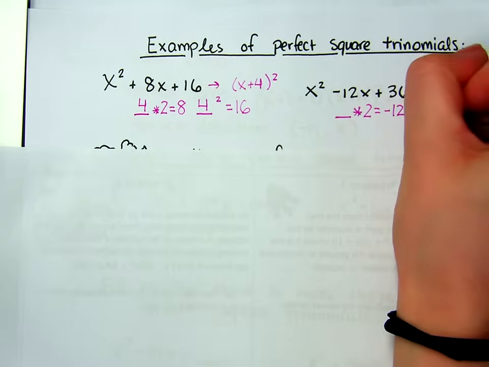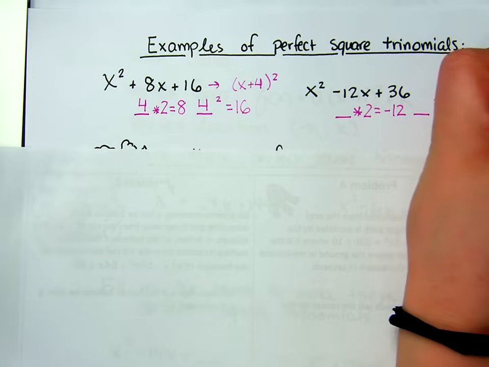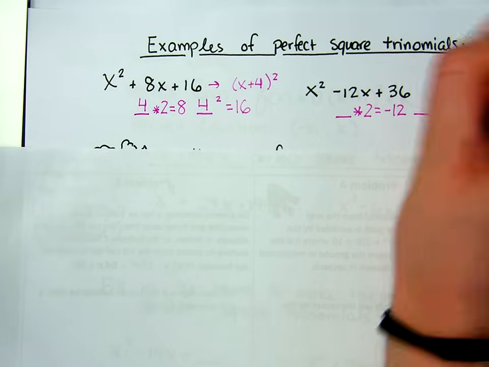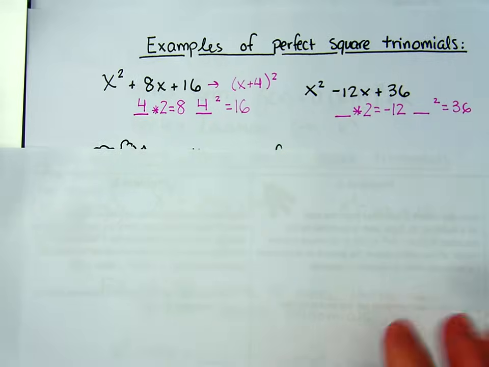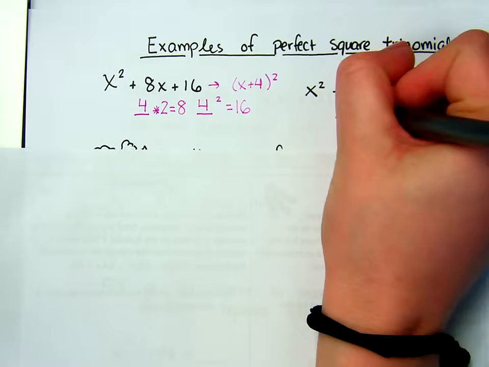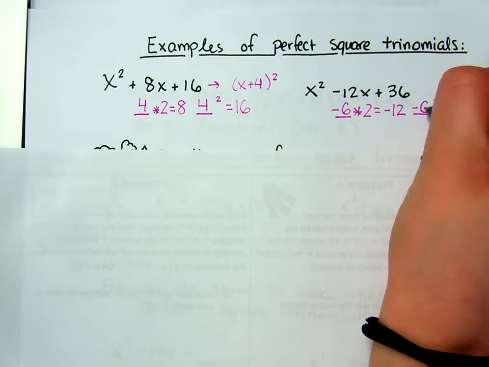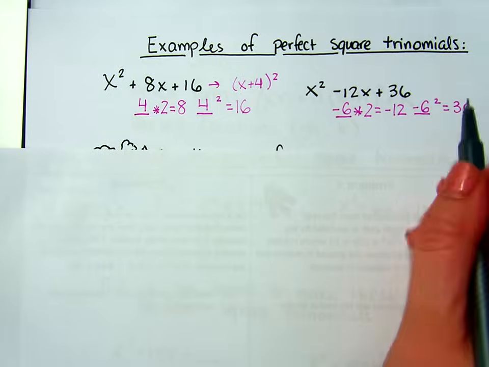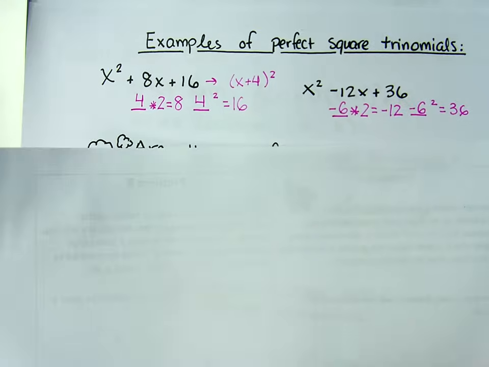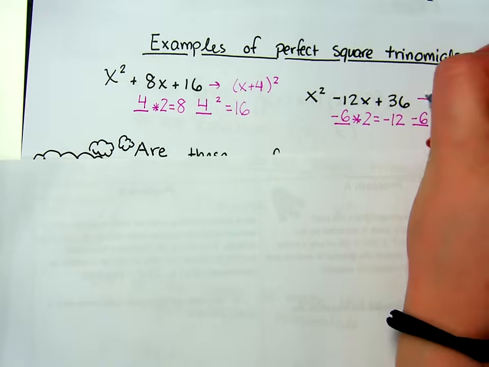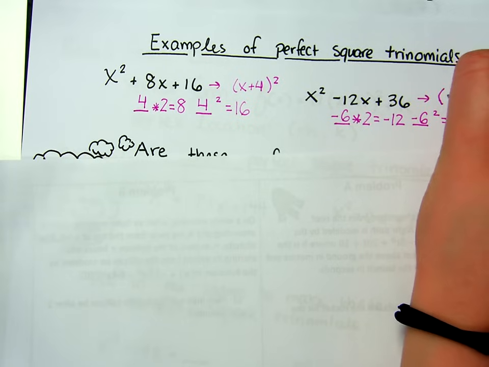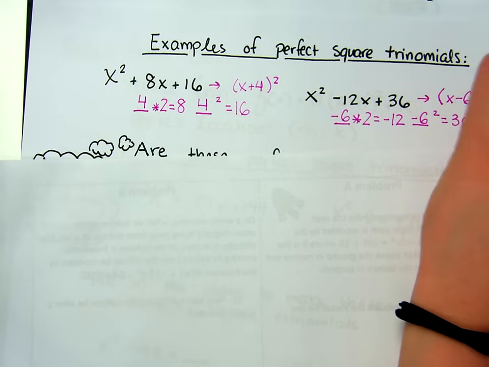And what number squared equals 36? Now to get negative 12, we would multiply negative 6. And negative 6 squared can also equal positive 36. So then when we write out our binomial squared, that would be x minus 6 squared.